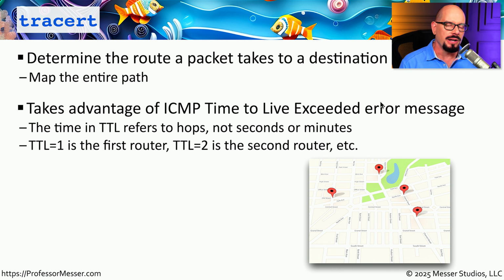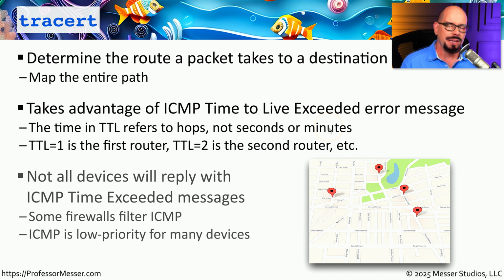It uses a feature of ICMP called time to live exceeded, and it uses that in conjunction with a time to live setting. In the world of IP version 4, time to live is not referring to seconds or minutes or a time of day. It's referring to a number of hops. A hop is referred to as a single connection passing through a router. So a time to live of 1 would be your connection to the first router. Time to live of 2 would be able to give you the information to connect to the second router, and so on. Time to live relies on ICMP and the ability to send these ICMP messages across the network.